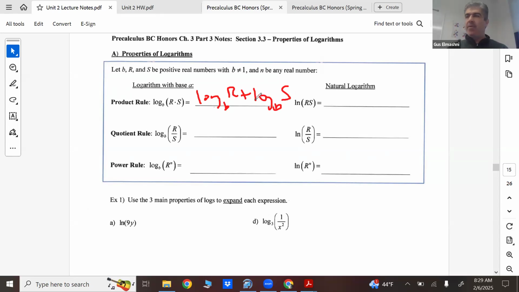So yeah, my handwriting sucks here, but yeah, we're just expanding. So if you have a product, you write it as a sum of two logs, right? If you have a quotient, you write as a difference of two logs, and always maintain the same base.